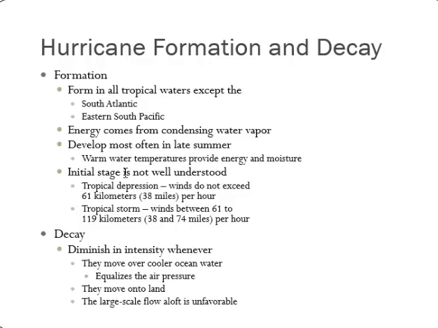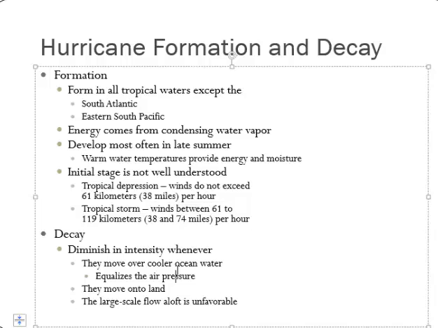Initially, it starts off as a tropical depression or a tropical storm. Up to 38 miles an hour, it could be called a tropical depression. From 38 to 74 miles an hour, it's called a tropical storm, and then over 75 miles an hour is where it's finally called a hurricane.